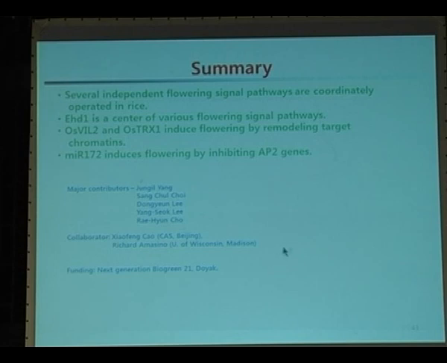So to summarize, I told you that there are several independent flowering signal pathways that coordinately operate in rice, and EHD1 is the center of various flowering signal pathways. BIL2 and TRX1 induce flowering by remodeling target chromatin. MicroRNA 172 induces flowering by suppressing AP2 genes. And those are my students who worked on this. I already mentioned Charles and Rick Emerson as collaborators. Thank you very much.